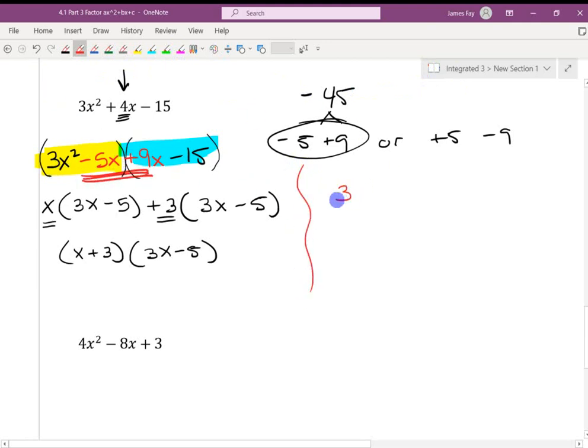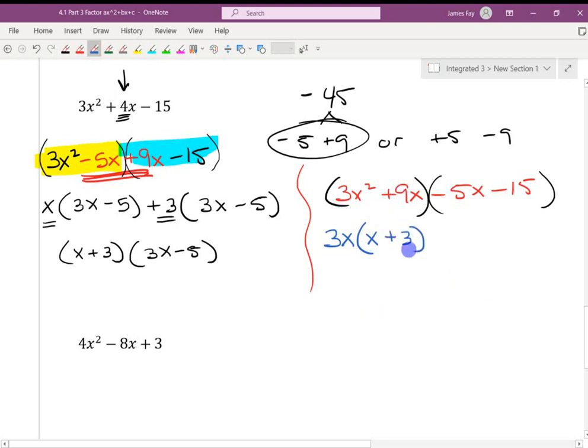So if you would have written it as 3x squared and then plus 9x minus 5x minus 15, you still would have grouped these 2, and you still would have grouped those 2. Does that make sense? Okay. What divides these 2 now? 3 and an x, right? So 3x squared divided by 3x is x. 9x divided by 3x is 3, right?